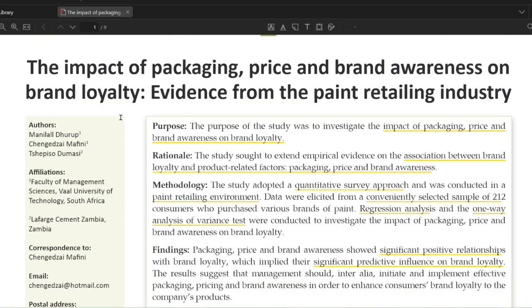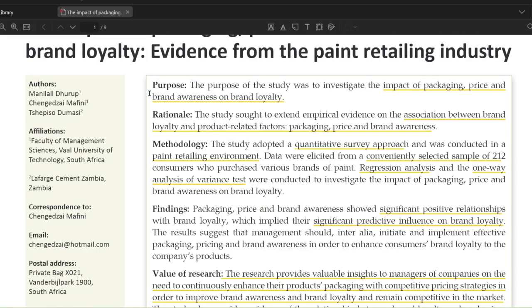And in the abstract section, they have written the purpose. The purpose of the study was to investigate the impact of three independent variables: packaging, price, and brand awareness on a dependent variable, brand loyalty. They have also written that the rational association between brand loyalty and product-related factors, packaging, price, and brand awareness was extended by empirical evidence.